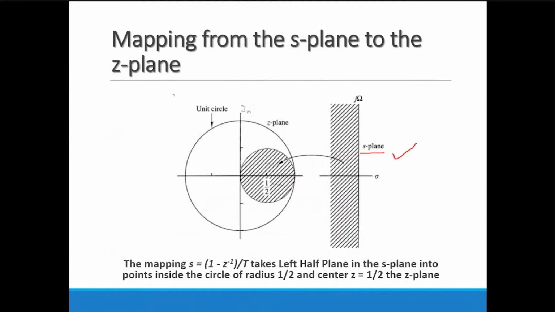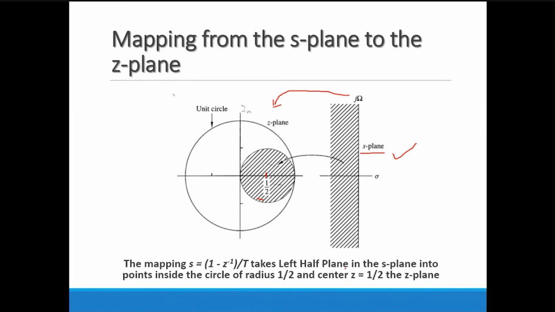that particular s domain is now transformed into the z plane like this. It will make, not the unit circle, but a circle having radius 1 by 2 with the center at the location z is equal to 1 by 2. So this is nothing but the mapping from the s plane to the z plane. How can you map the s plane into the z plane? By the mapping s is equal to (1 minus z inverse) by T.